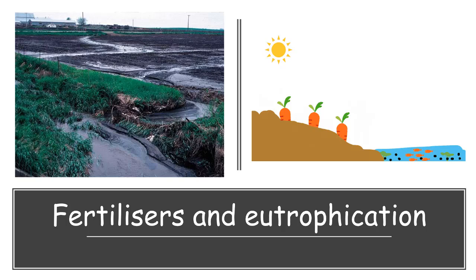Hello there. So, the last part of ecology is all about fertilizers and eutrophication. So, in this bit, we're basically going to find out what fertilizers are, where they're used, what type of fertilizers there are, and some of the problems with using artificial fertilizers in particular.